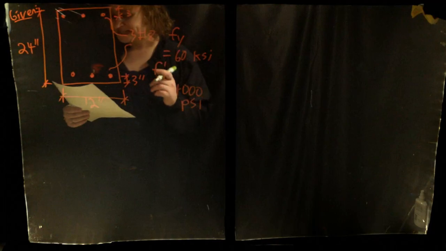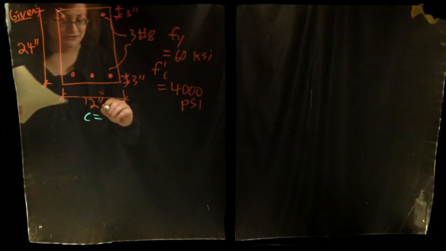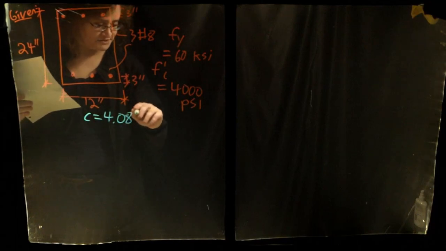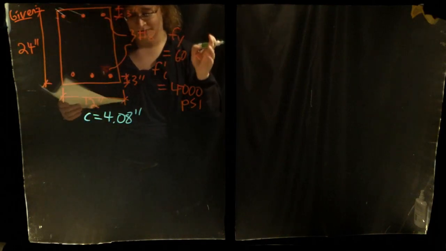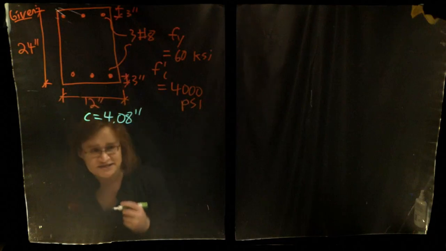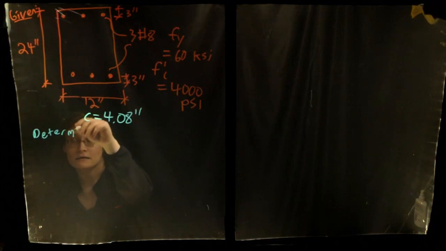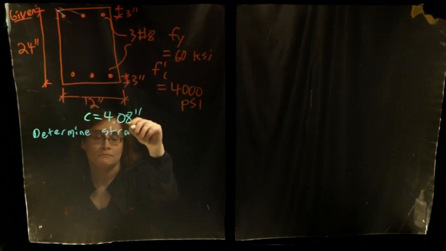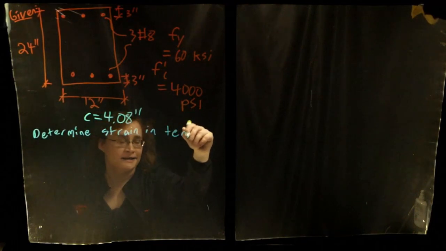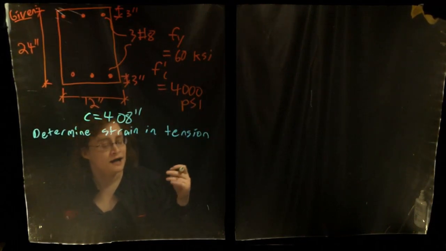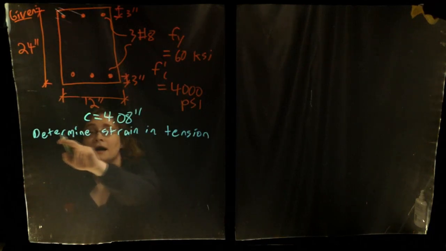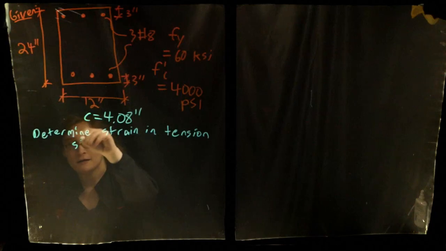So we have determined our C, our neutral axis depth, to be equal to 4.08 inches. And as a review from mechanics, the neutral axis depth is the depth that our strain diagram crosses from positive to negative or negative to positive. In other words, it is the depth of zero strain in the beam. So next I need to determine the strain in the tension steel, our epsilon t. And this will be essential for calculating our phi factor later on. So determine strain in tension steel.